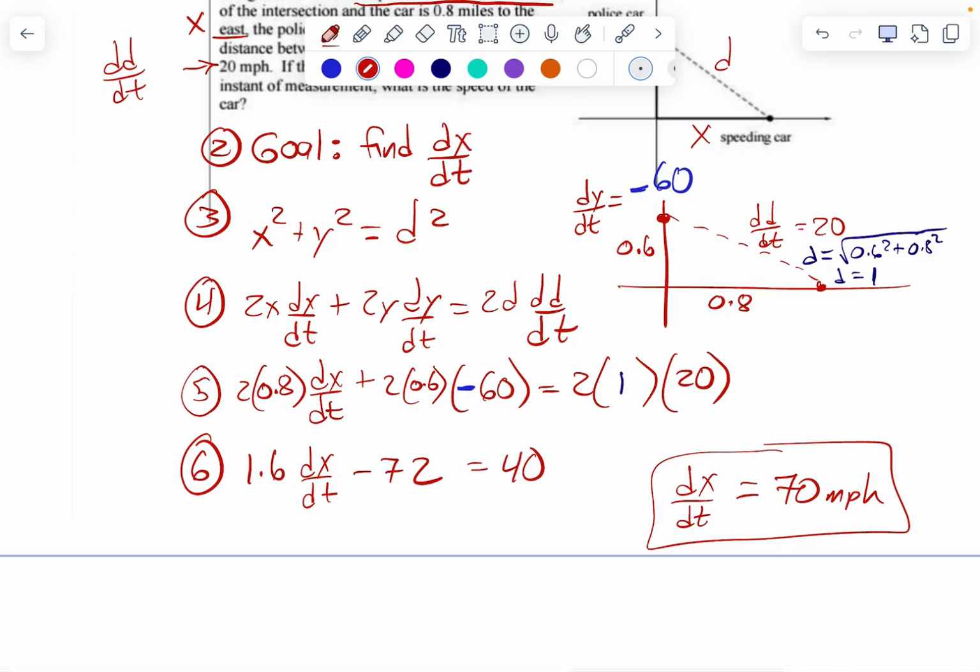Interesting. Now we can figure out how fast the car's speed is without being in the car, without anything else, right? It's cool.